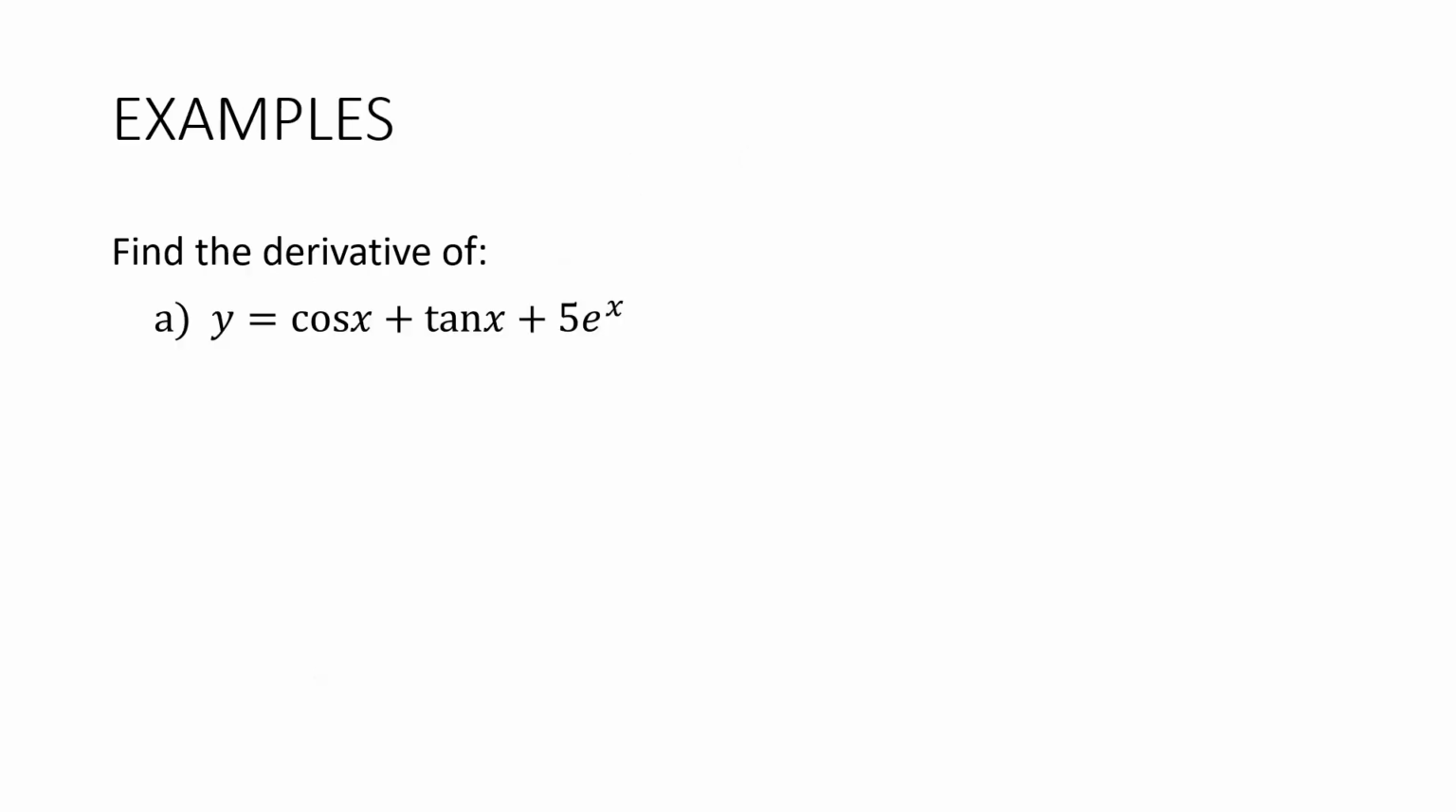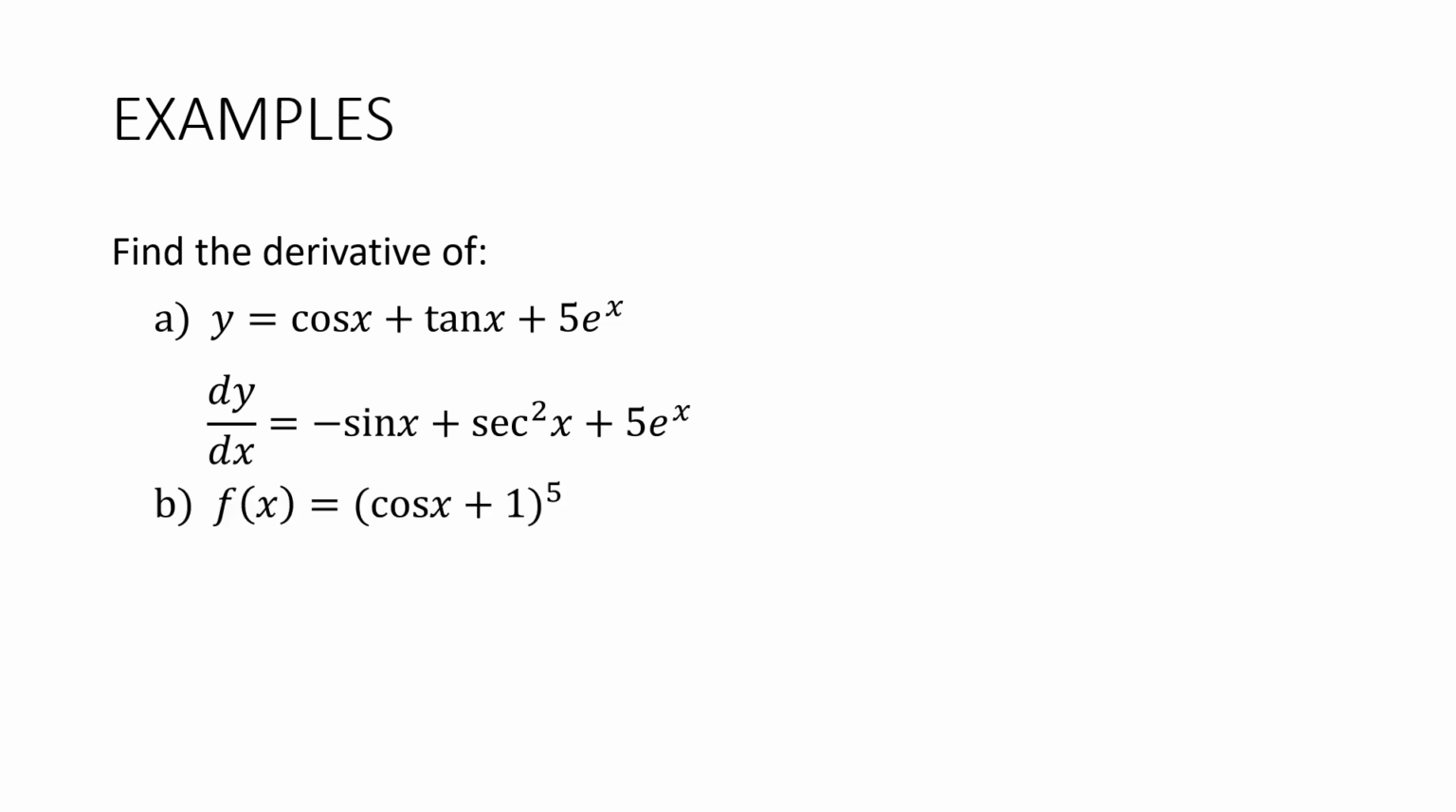Find the derivative of y equals cos x plus tan x plus 5e to the x. So we've got a mixture of functions here. We're going to go term by term. The derivative of cos x is negative sine x. The derivative of tan x is sec squared x. And what's the derivative of 5e to the x? Remember, e to the x, the derivative is e to the x. And this 5 out the front is just going to hang around. So dy dx is negative sine x plus sec squared x plus 5e to the x.